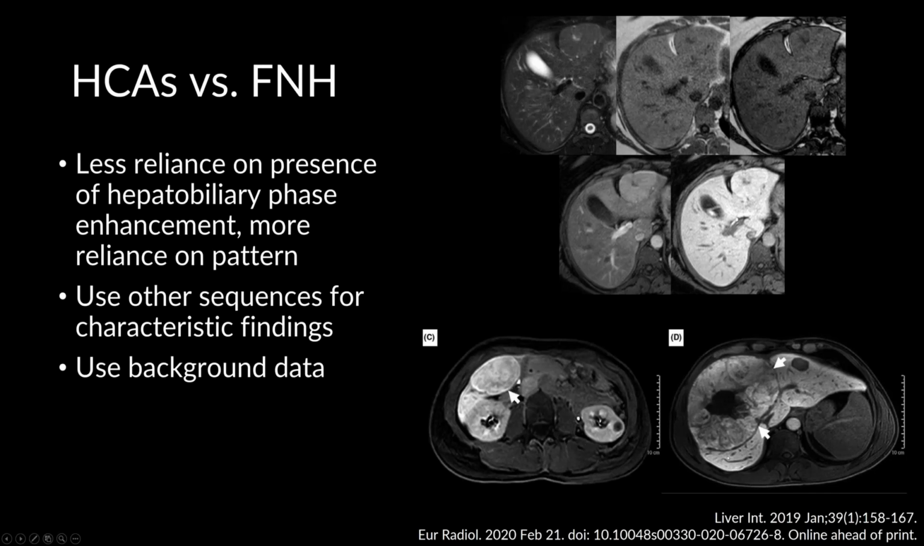This lesion here is a combined HCC adenoma lesion, and just by its sheer size, I think it would warrant further evaluation. And plus it's very heterogeneous and not typically FNH or adenoma necessarily.